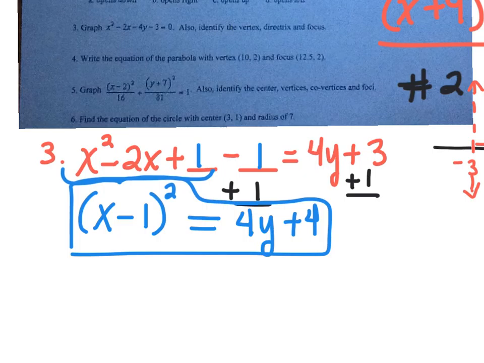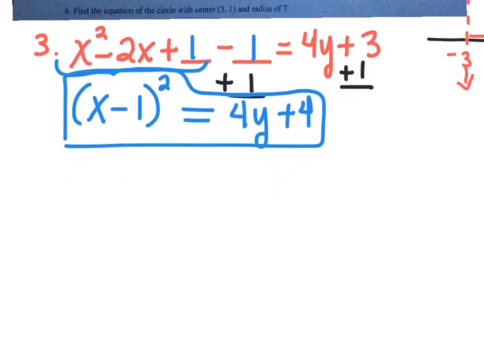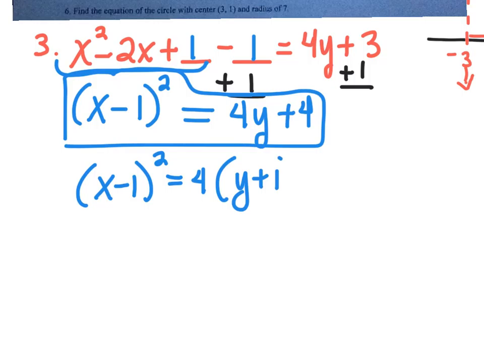Okay, so once I have it in that form, I can graph it. So let me factor out the 4 from 4y plus 4. Why is that? Because if I put it in the standard form, that would tell me what the vertex is. So this is going to be (x minus 1) squared equals 4 times (y plus 1). And you factor the 4 out. So therefore, the vertex is at what? What are the coordinates of the vertex? 1, -1.